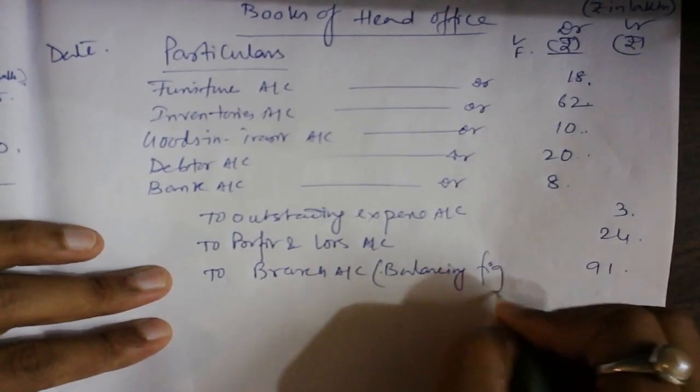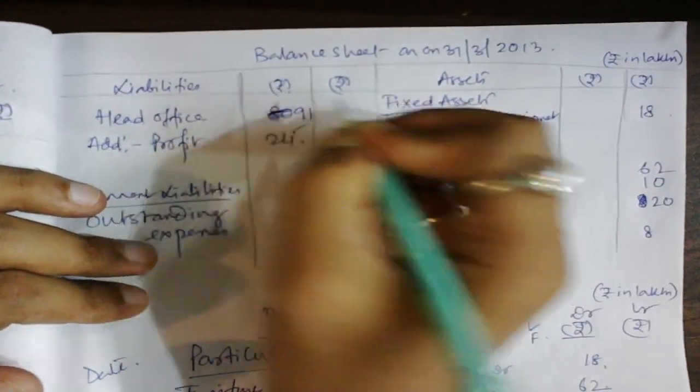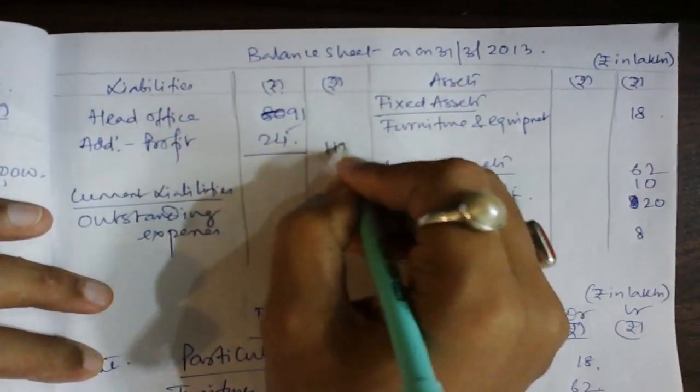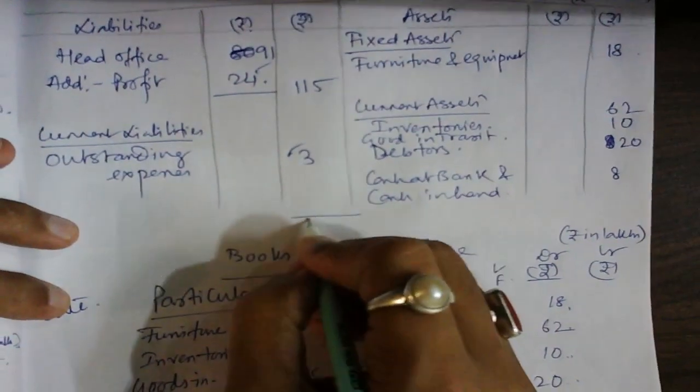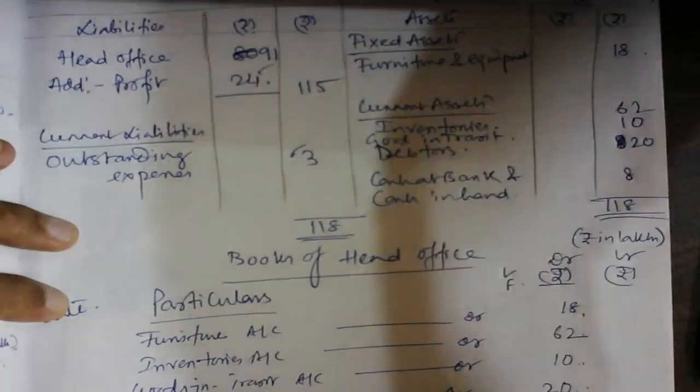So this balancing figure will be shown in the books of the branch. So here you can write 91, rather 80. Okay. This is what makes the difference. HO here 91. So कुल मिलाकर कितना होगा, 115. So 115 and 3, 118, and it is also 118. It matches. हो गया सोनल, done.